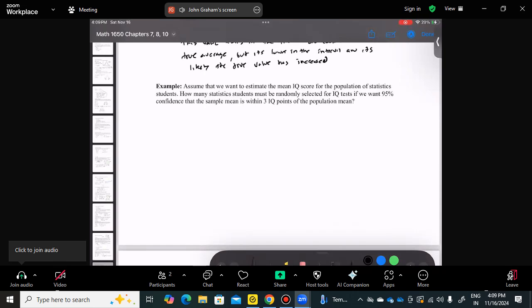So assume that we want to estimate the mean IQ score for a population of statistics students. How many statistics students must be randomly selected for IQ tests if we want a 95% confidence level and the sample mean to be within 3 IQ points of the population mean? So confidence level, we're looking at 0.95. Margin of error, looking at 3.